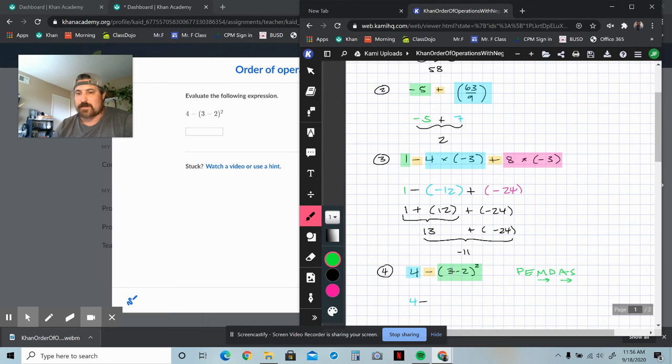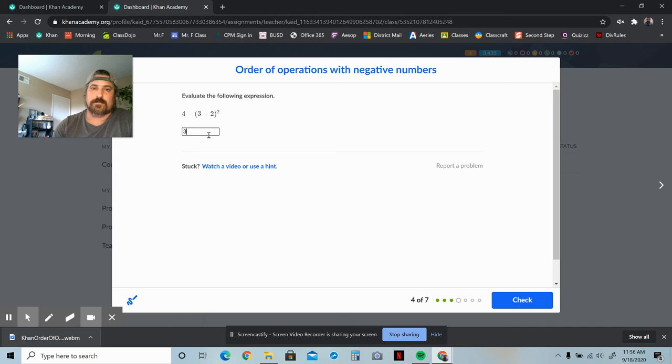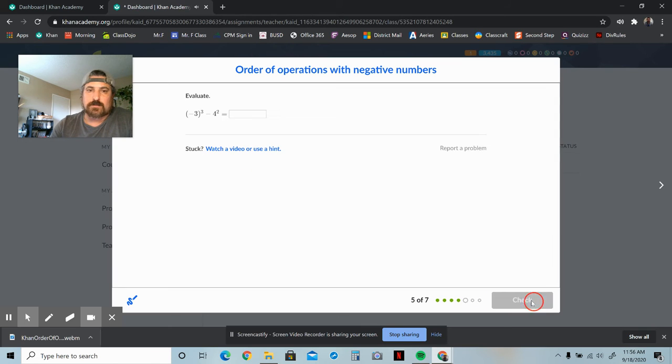So work inside the parentheses first. You've got 3 minus 2. What is 3 minus 2? 1. So this is the same as 1 to the second power. Well, 1 to the second power now can be done. What's 1 times 1? 1. So this is really just going to be 4 take away 1. The green thing is worth 1. So 4 take away 1 is your answer. And what is 4 take away 1? That's just 3. So you're going to have an answer here of 3. Let's go to the next one.